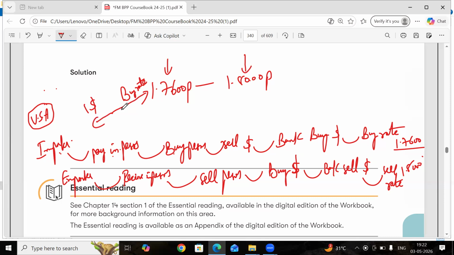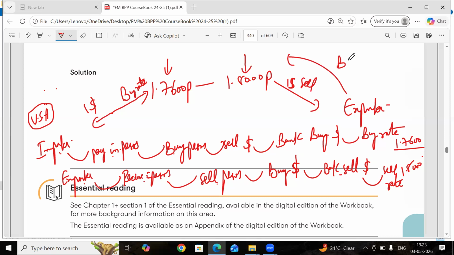Point number two, if you are an exporter, you are selling goods to other countries. They will make the payment to you in their currency. You will receive pesos. Exporter receives pesos. Then you will go to the bank, sell pesos, buy dollars. The bank will sell dollars. The bank's selling rate is this. So here it is for exporters. The bank will sell dollars, the exporter will buy dollars.